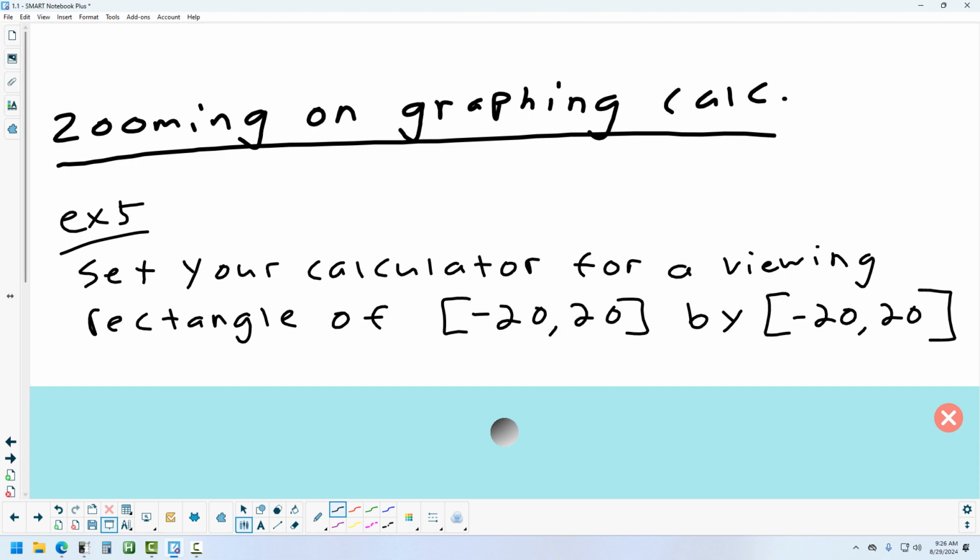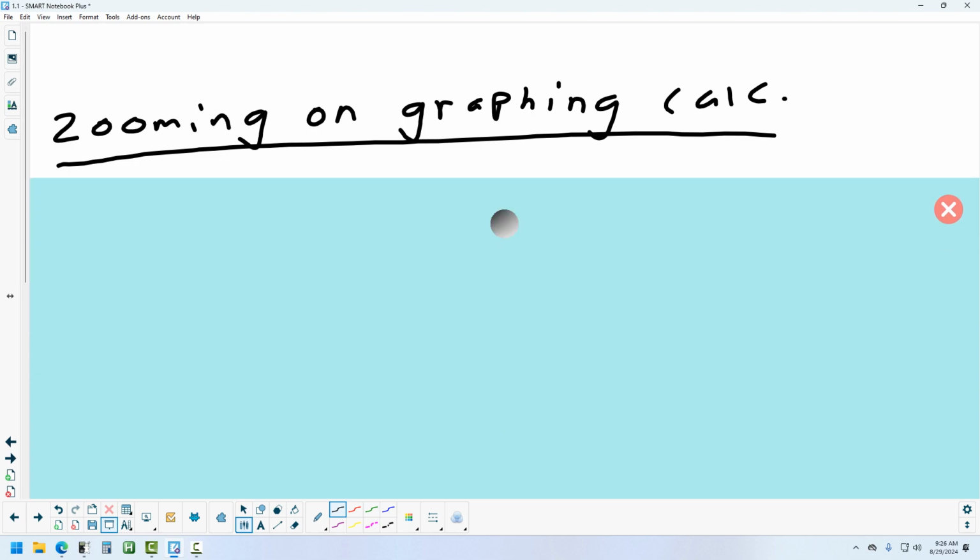Oh, we're already at the calculator, I think. All right. So zooming on a calculator. The reason zooming is important is because sometimes you need to see something that's off the screen. And zooming is something that you don't just get good at. It's just like saying, well, get good at hockey. There's a lot of things that have to happen to be a good hockey player. Same thing with zooming. There's a lot of practice it takes to figure out how you should zoom.